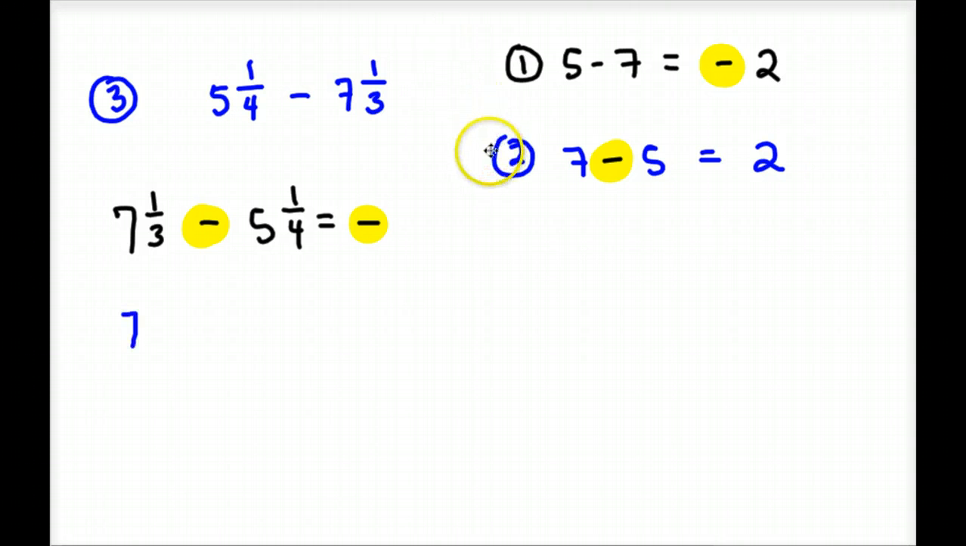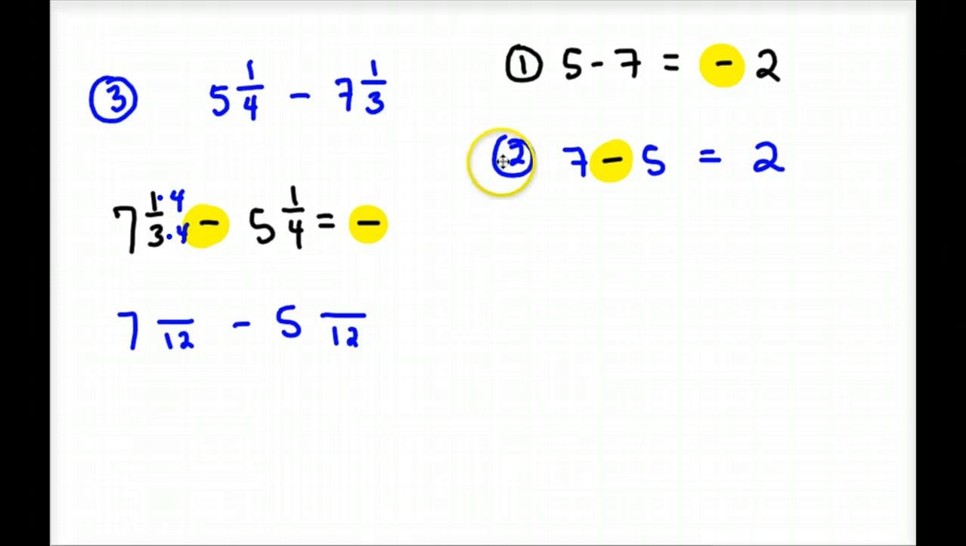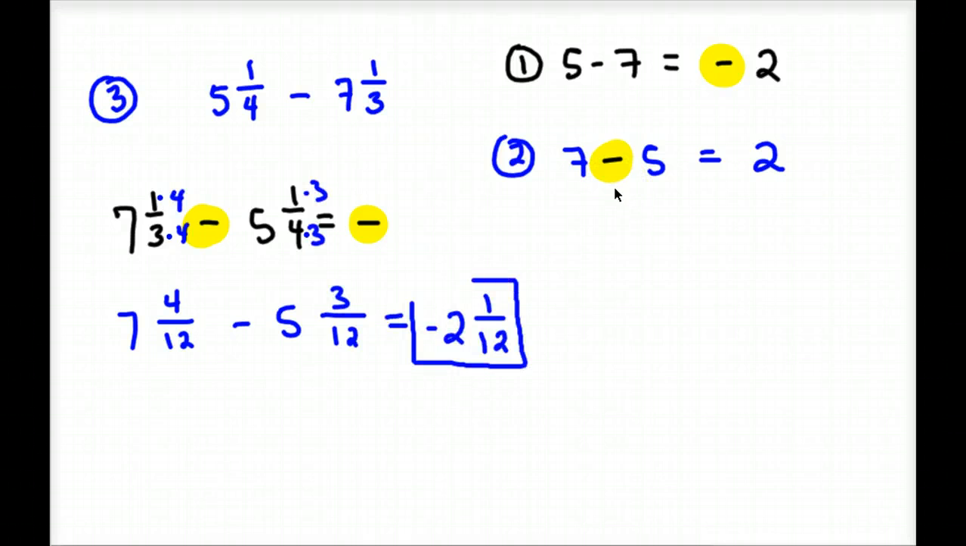Common denominator here will be 12. Simply multiplying our denominators together will be a nice shortcut. 3 times 4 is 12. Multiply your first fraction, both numerator and denominator, by 4. Your second fraction, both numerator and denominator, by 3. Fractions first. 4 minus 3, I get 1 over 12. 7 minus 5, I get 2, and my answer is negative 2 and 1/12.